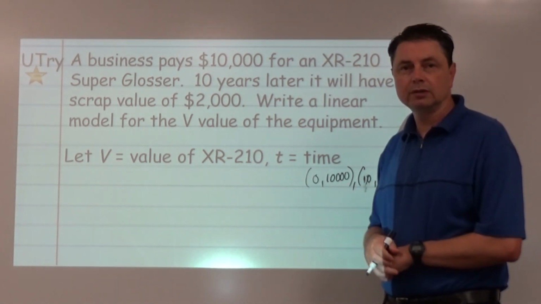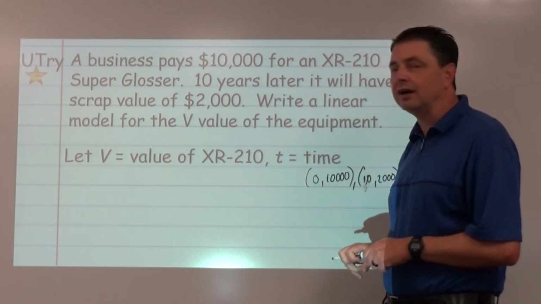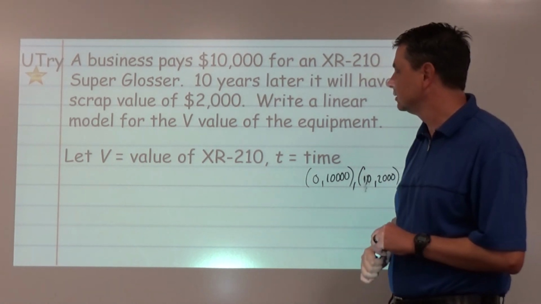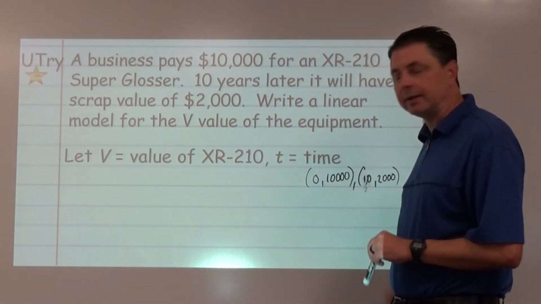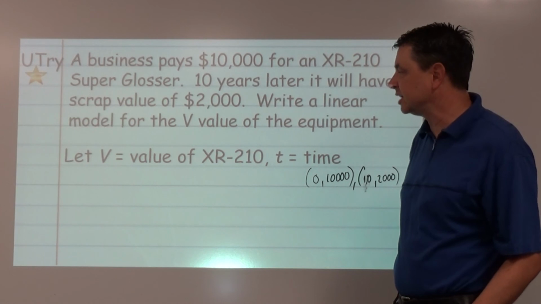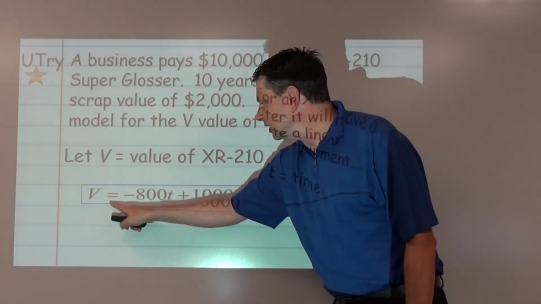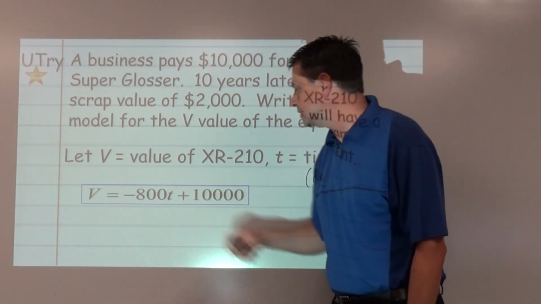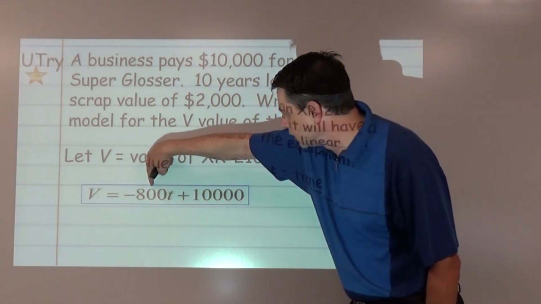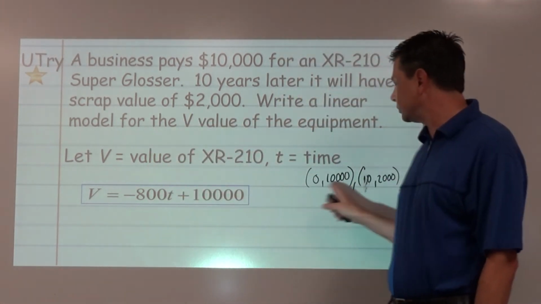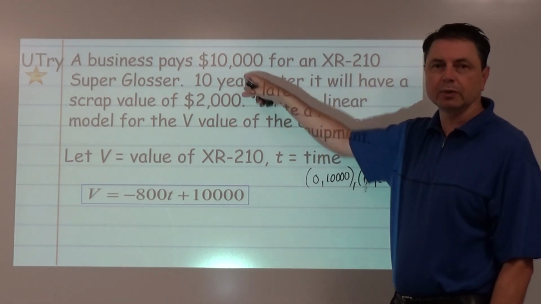Find the slope. You should get a slope of -800. That is a y-intercept. So we can use y equals mx plus b. Final answer, V equals negative 800 times t. That's the slope plus the y-intercept coming from our purchase price.